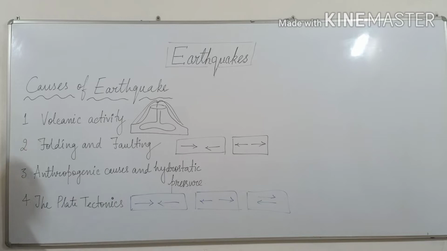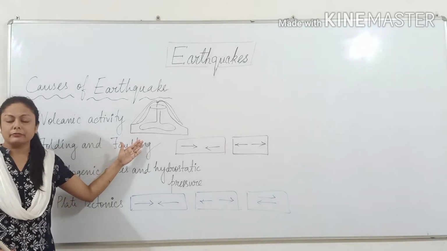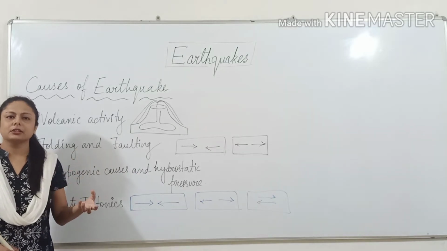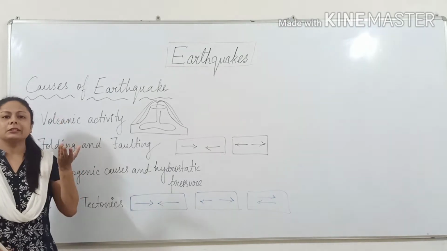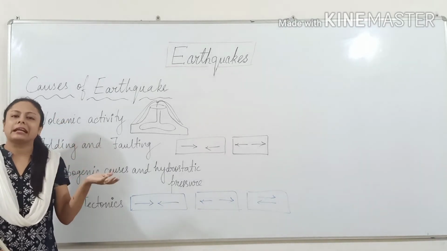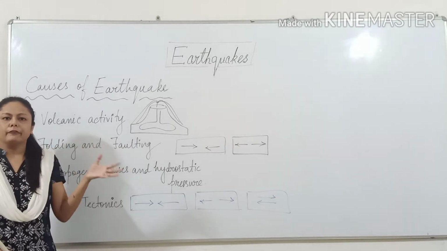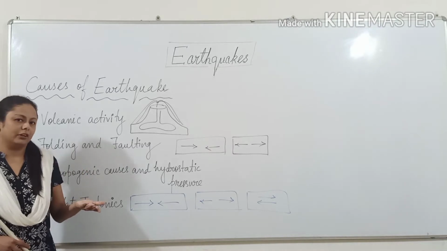Volcanic activities. Definitely students, when a volcano erupts, the gases below the crust exert pressure, due to which there is a crack in the crustal part of the earth, and then a fissure or crack is formed, from where the lava comes out.